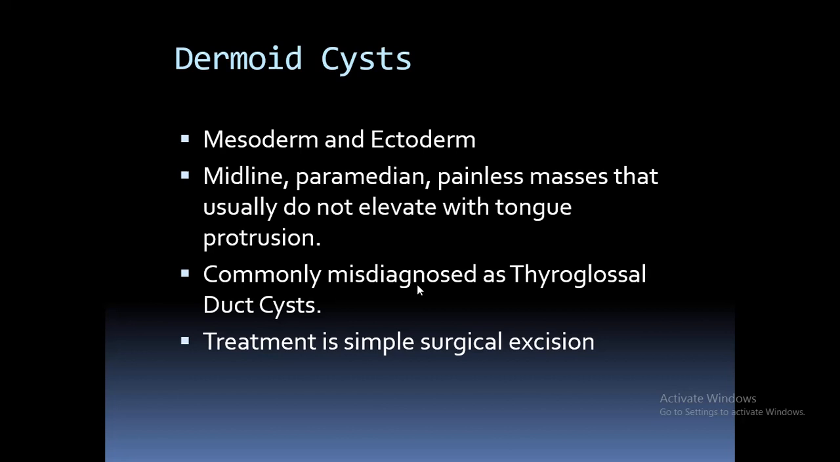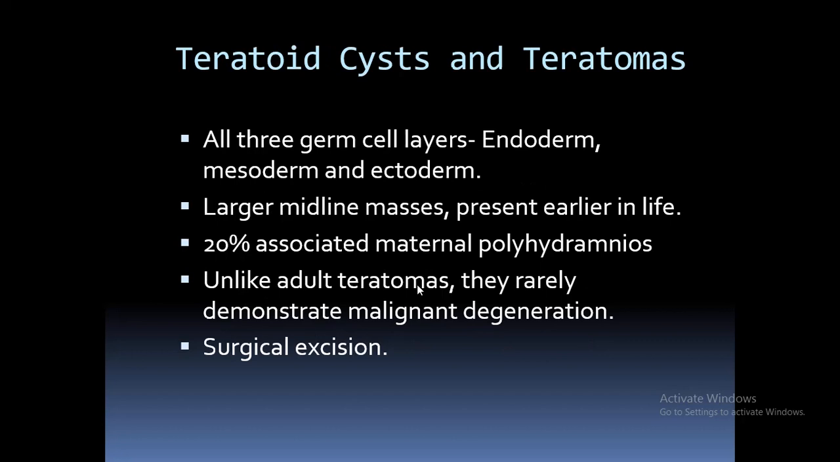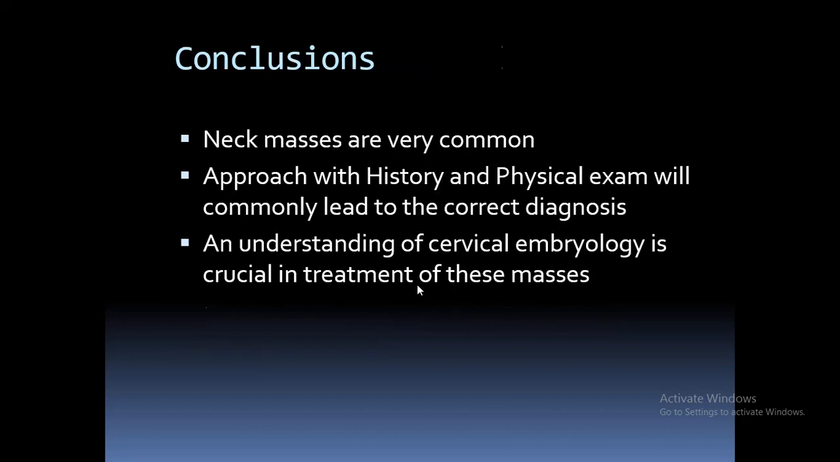Treatment is simple surgical excision. The teratoid cysts include derivatives from all three germ cell layers, endoderm, mesoderm and ectoderm, and they present as larger midline masses, and 20% are associated with maternal polyhydramnios. Unlike adult teratomas, they rarely demonstrate malignant degeneration, and treatment is surgical excision.